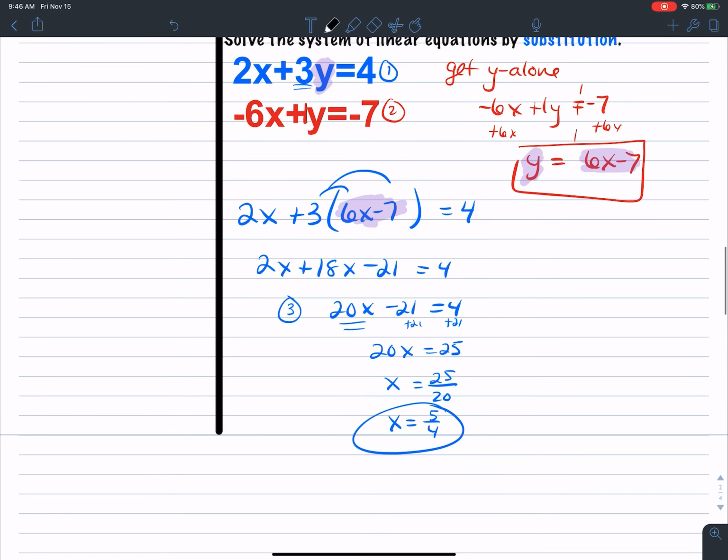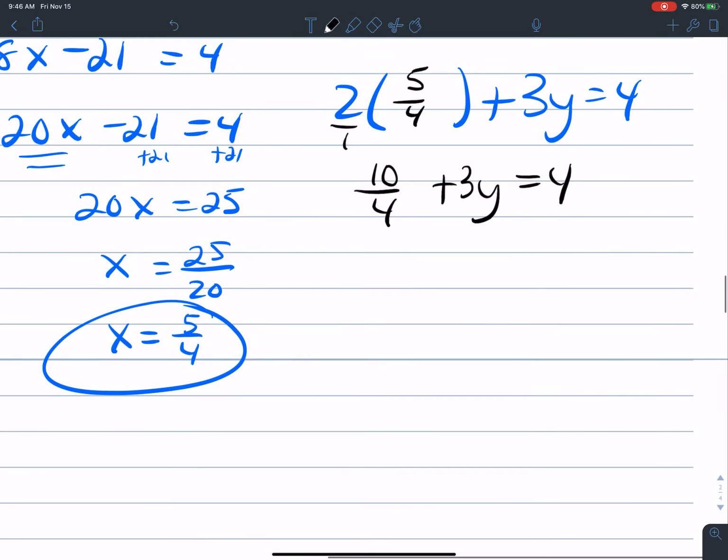So once we know what x is, we take that x value and we plug it back into one of the original equations. It doesn't matter which one we plug it into, so I'm going to choose to plug it into equation number 1. So wherever I see an x, I'm going to replace that with a set of parentheses. And we think the x value is 5/4. So we'll multiply. 2 over 1 times 5 over 4 is 10 over 4.